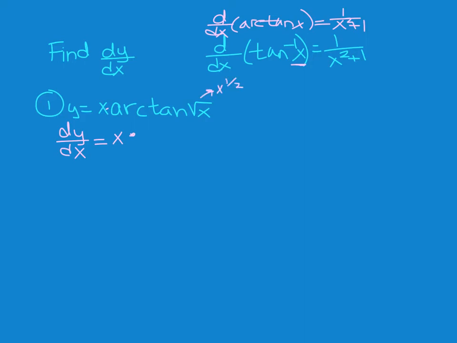So I have to use my chain rule in addition to the product rule. This is my second thing, what I'm taking the derivative of right now: arctan of radical x. I know that the derivative of arctan x is 1 over x squared plus 1, but remember when you take that derivative, you're going to keep the inside the same. So my x is going to be replaced with the square root of x.